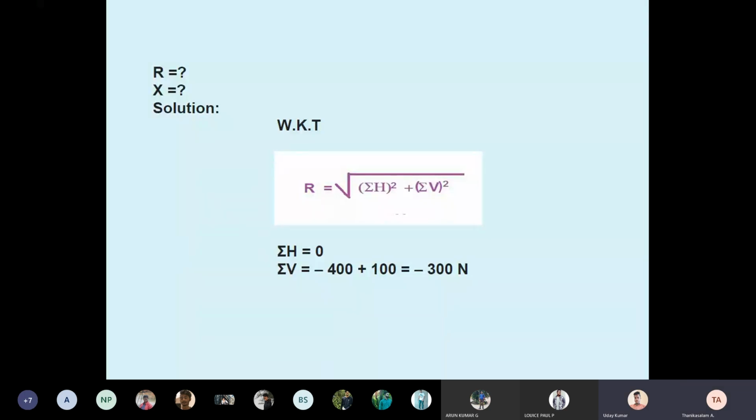X is 0, y is 0. Where are you locating the point? Tell me, on the graph. It is the starting point, the origin. So X0, Y0 means the starting point.